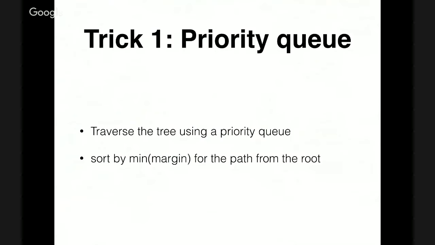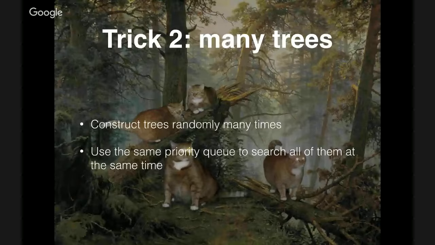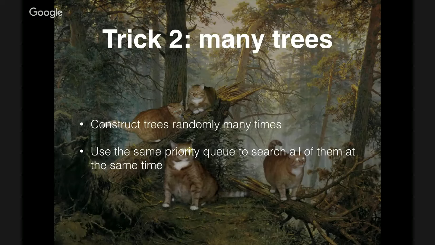Yeah. And it turns out there are a few more tricks you can do. You can use a priority queue, which lets you do this a little bit more efficiently. I'm not going to go into that. Another pretty useful trick is that instead of building one binary tree and splitting all these points up, we actually use many trees, a forest. We build each tree separately, just with random splits.